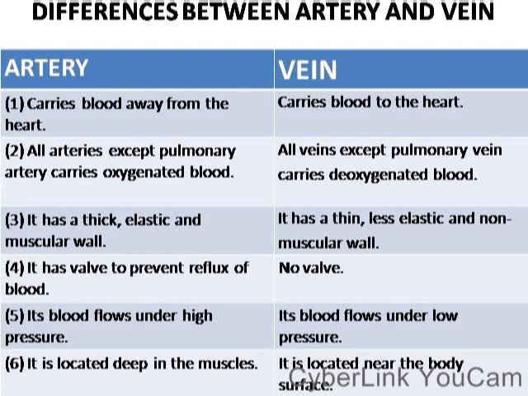Let us look at differences between artery and vein. Number 1. The artery carries blood away from the heart, while the vein carries blood to the heart. Number 2. All arteries except the pulmonary artery carry oxygenated blood, while all veins except the pulmonary vein carry deoxygenated blood. Number 3. Artery has a thick, elastic, and muscular wall, while vein has a thin, less elastic, and non-muscular wall.